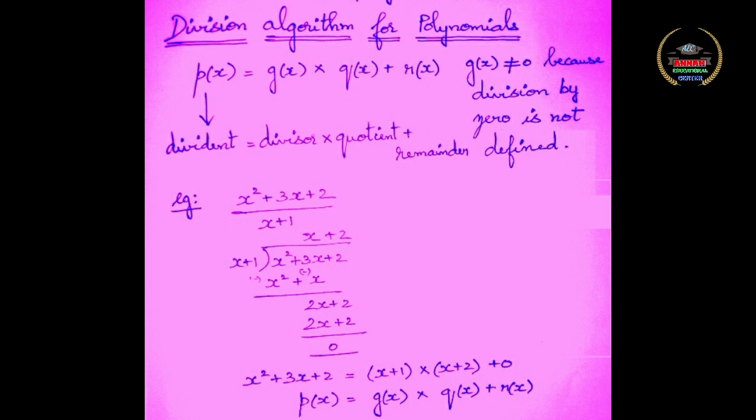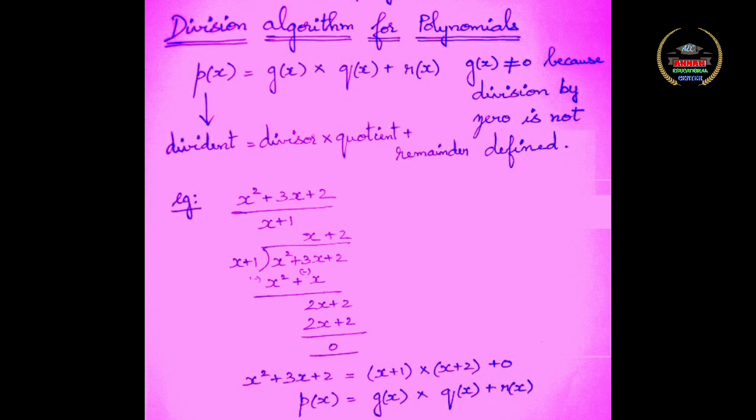Now imagine that you have a polynomial in x, p of x, which is your dividend, that is, you are going to divide that polynomial by another polynomial which you can take as g of x, that is going to be your divisor. When you divide a polynomial by another polynomial, you will get a quotient, that is going to be your q of x, and finally if there is some remainder, you will get it. If it is exactly divisible, you will get 0.